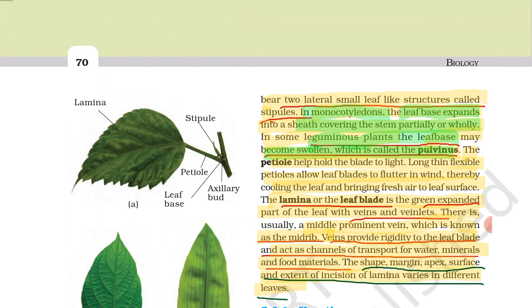In some leguminous plants, the leaf base may be swollen, which is called pulvinus. The petiole helps to hold the blade to light. See the petiole shown in the diagram, and this petiole helps to hold the leaf.